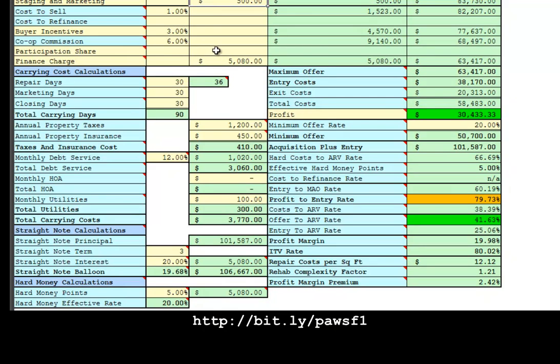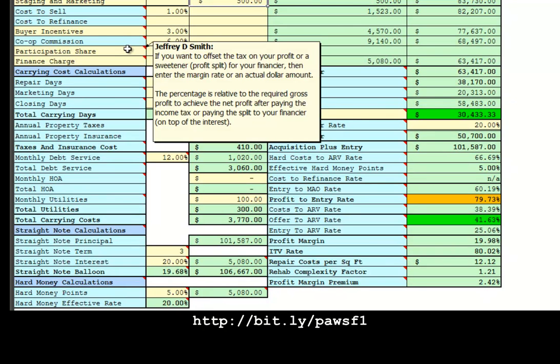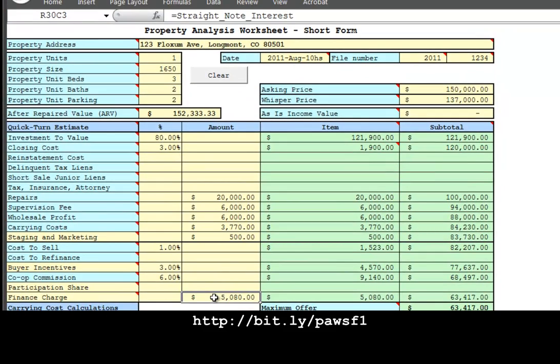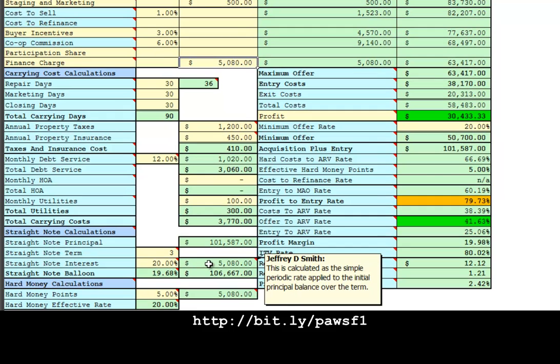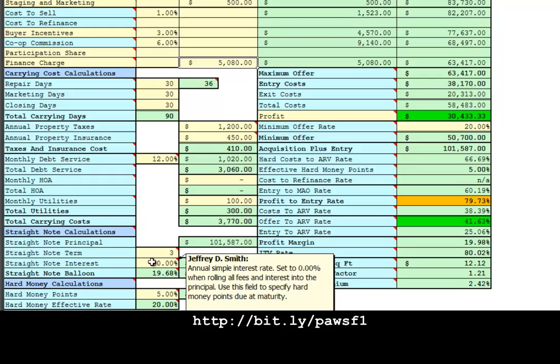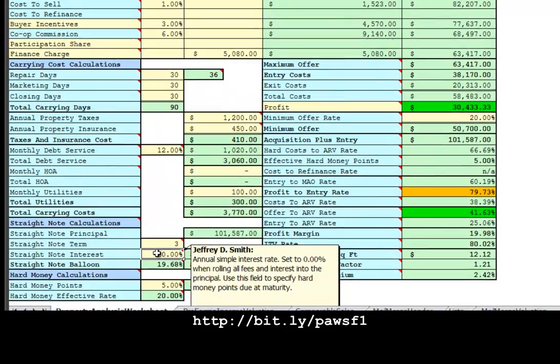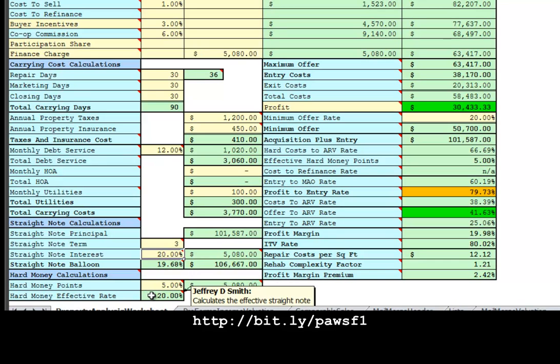Participation share is something that you would offer to your private financier or to offset your capital gains tax on this transaction. We won't use that here. Finance charge, this is a formula reference down to the straight note interest cell, which is calculated at a rate of 20% simple interest, which is really a formula reference to the hard money effective rate when we are rolling in 5% or 5 points of the borrowed money into the loan amount.